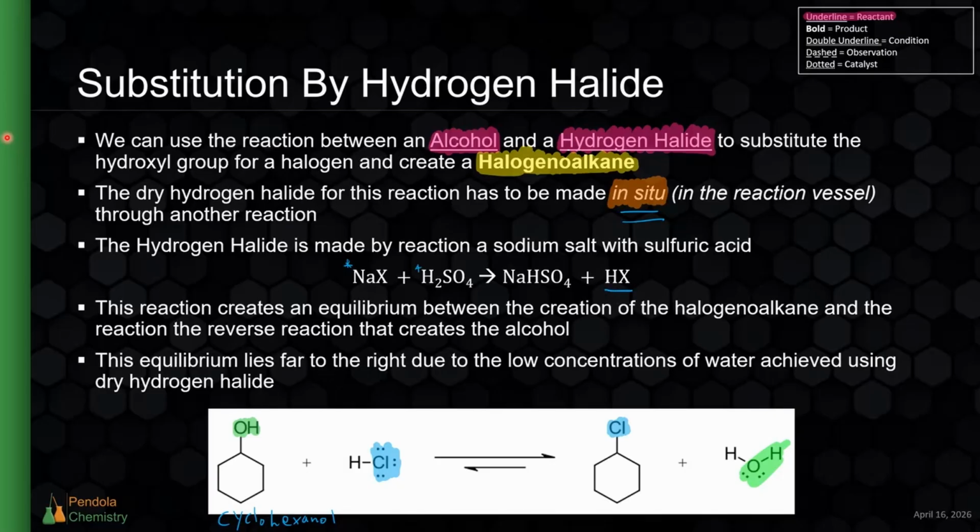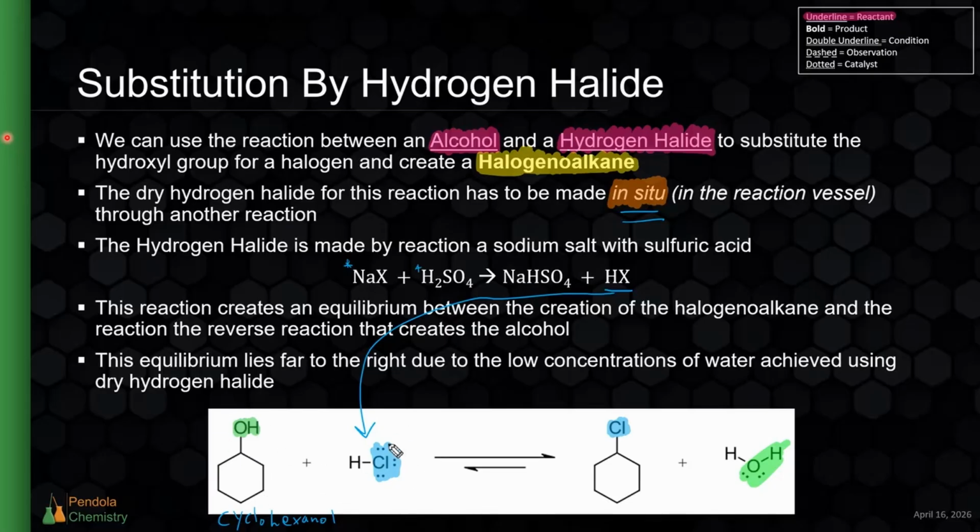Which hydrogen halide we create, of course, will depend on which halogen we use in the sodium halide. So this is then created, which can react with our alcohol on site. So it's a two-step reaction, essentially. We create the hydrogen halide on site by mixing sulfuric acid with sodium halide, and then that hydrogen halide reacts with the alcohol to create a halogenalkane and water. So in this example, the alcohol being cyclohexanol.